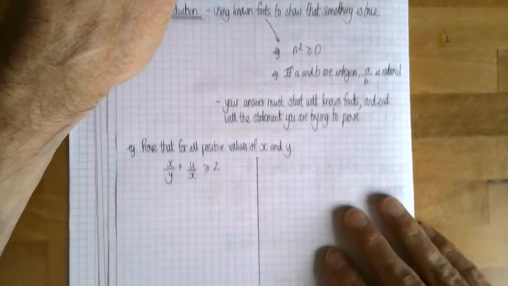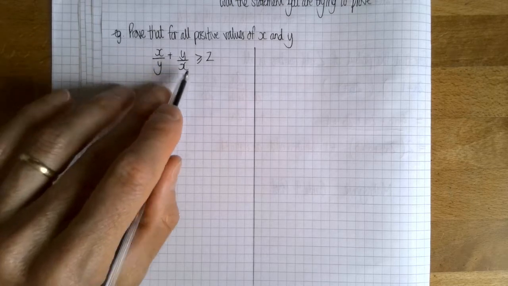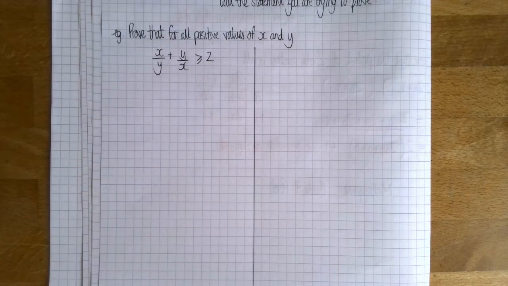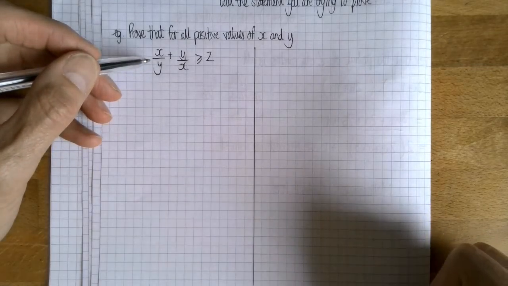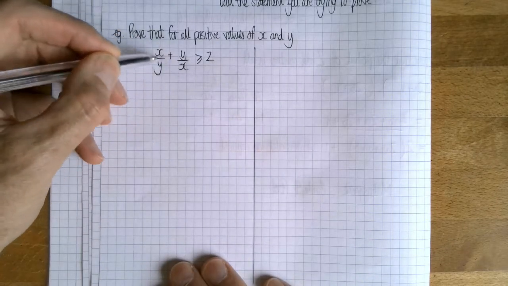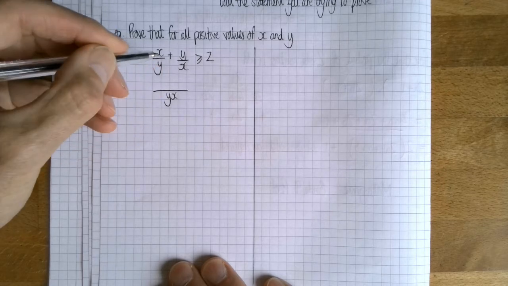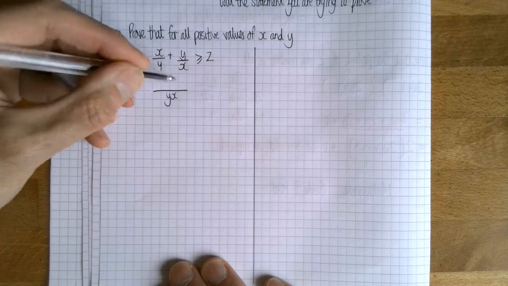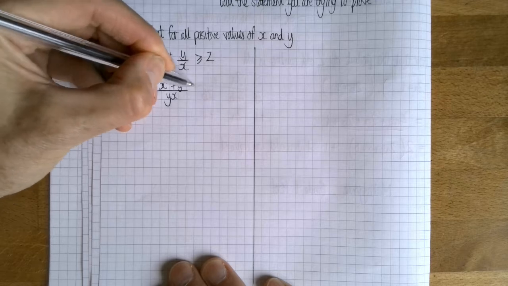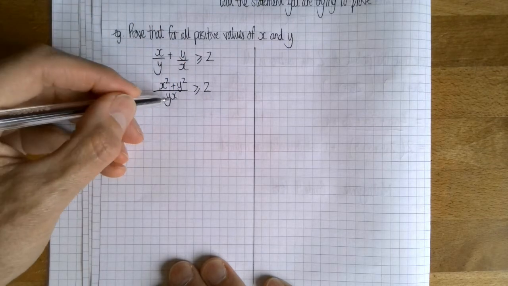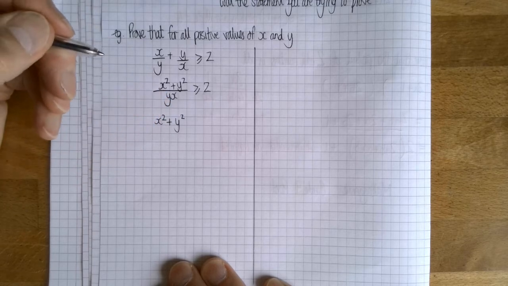So here's an example. Prove that for all positive values of x and y, this sum here will be greater than or equal to 2. So I'm going to start with the thing I'm trying to prove. I know that's the thing I've told you not to do, but this is just as an example. So if I want to add those 2 fractions, I need a common denominator. So I need to multiply that one by x and that one by y. Having added the fractions, I'm going to multiply both sides by yx. Does anyone mind if I write that as xy? Okay.